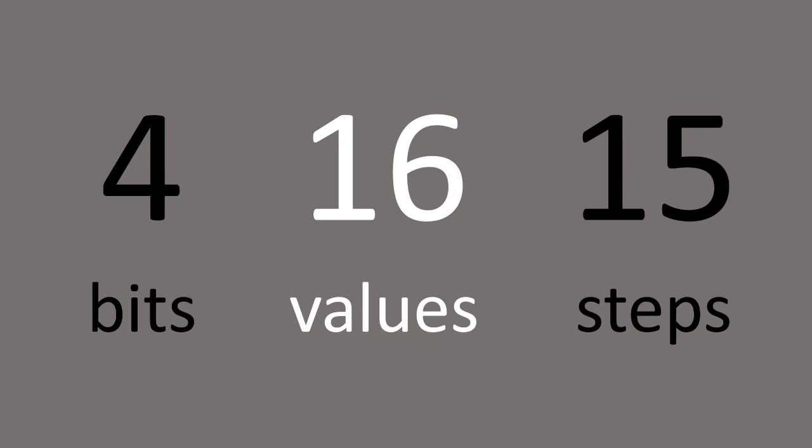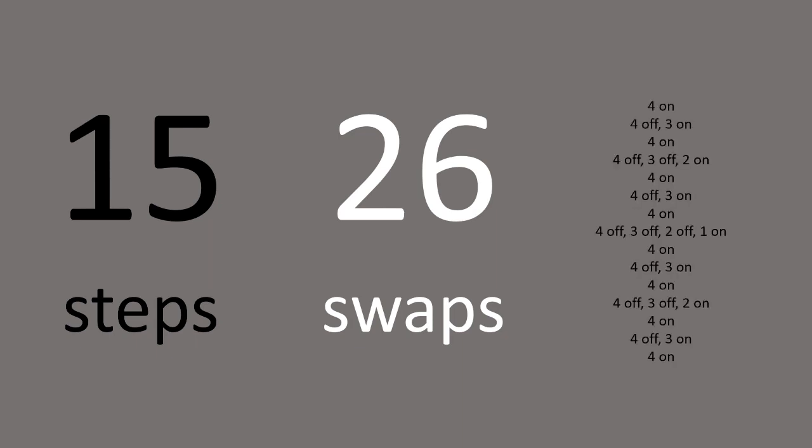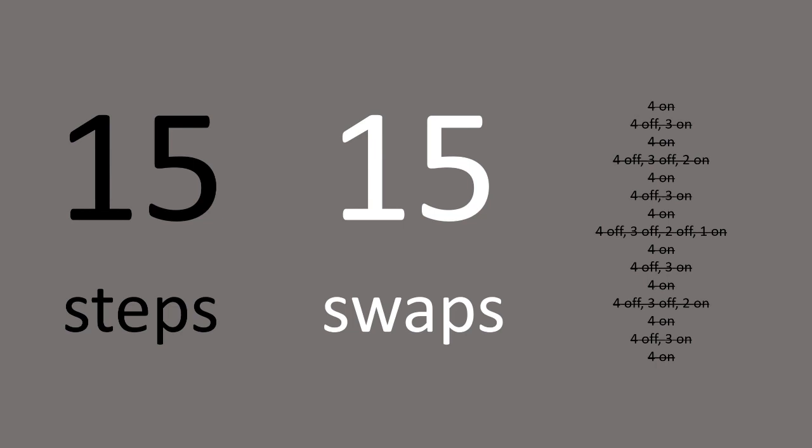For example, going from binary 1 to binary 2, we need to turn the third bit on as well as turning the fourth bit off. This means that our 15 steps would require 26 individual swaps, looking somewhat like this. But there is another binary counting method that would help us achieve these 15 steps using only 15 swaps, so we don't have to complete all these swaps to cycle between the 16 different states.